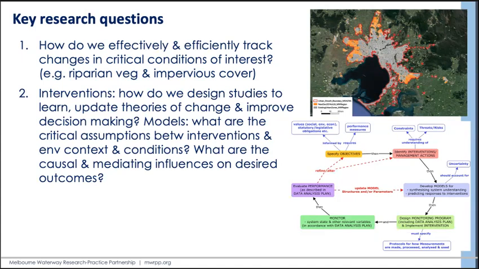So for example, Melbourne Water does a great deal of revegetation, but it doesn't always result in the successful establishment of vegetation structure and communities that support habitat and ecosystem functions. So this particular problem is the focus of sub-project A2 on riparian revegetation.